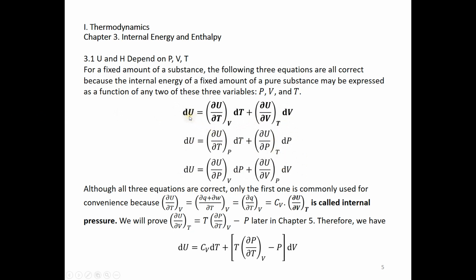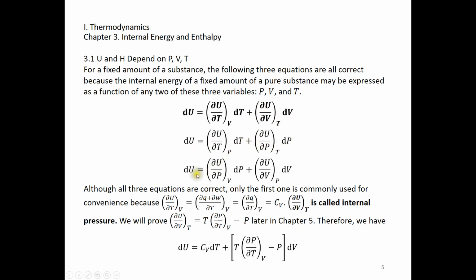If we say U is a function of T and V, then dU is delta U over delta T, constant volume, times dT, plus delta U over delta V, constant temperature, times dV. Also, you can express dU in terms of dT and dP.